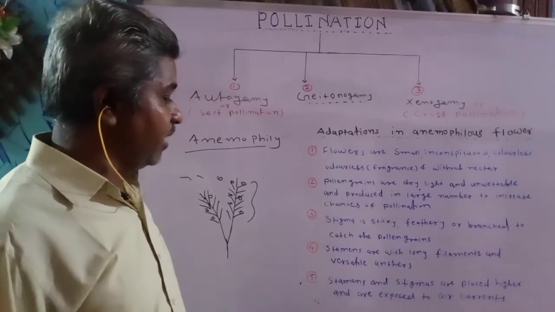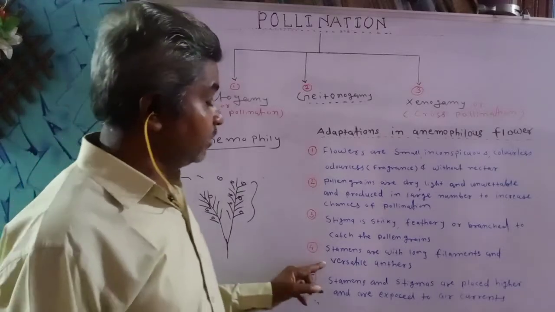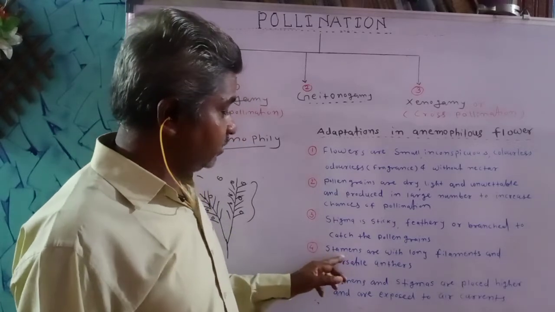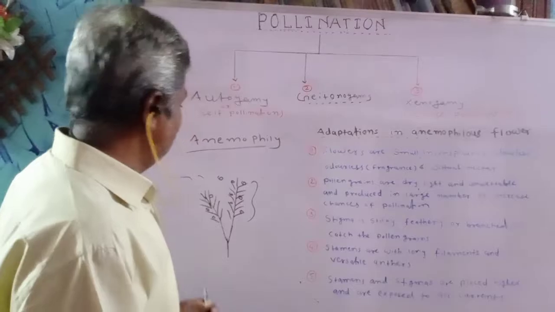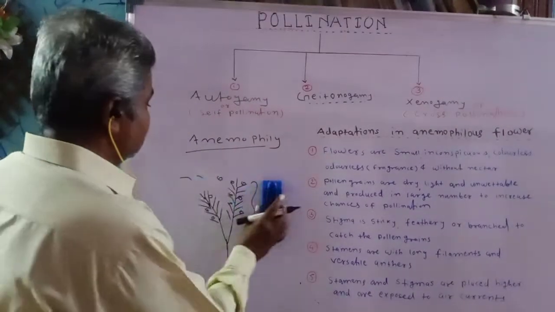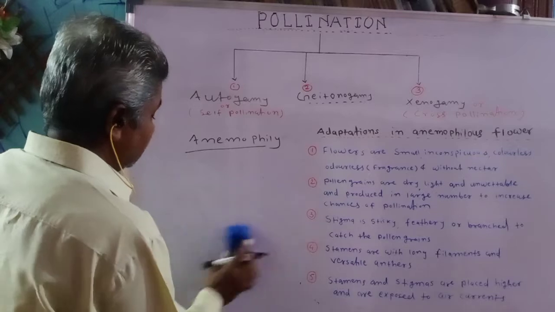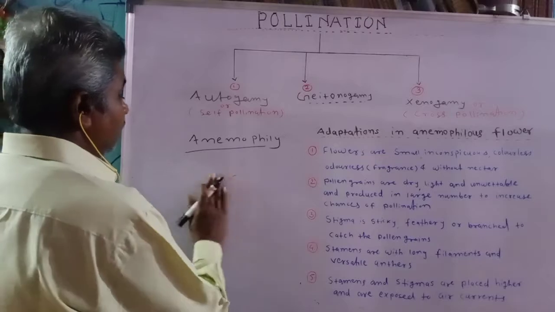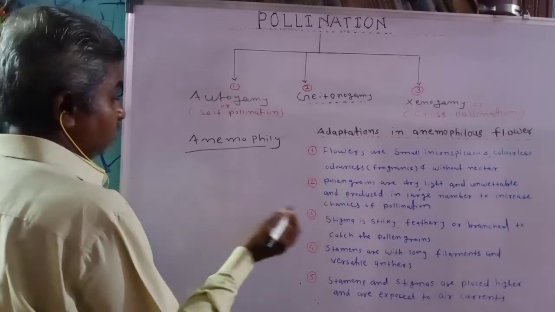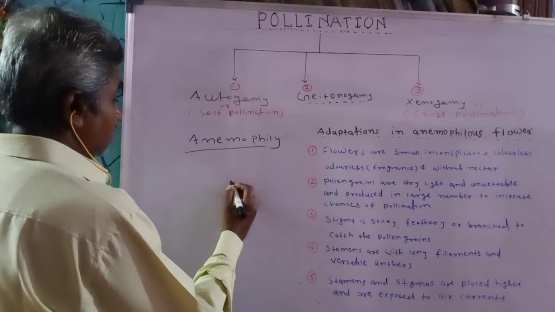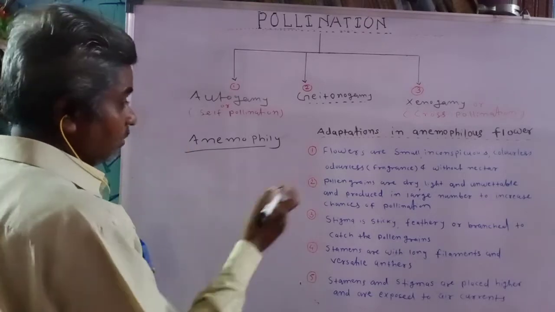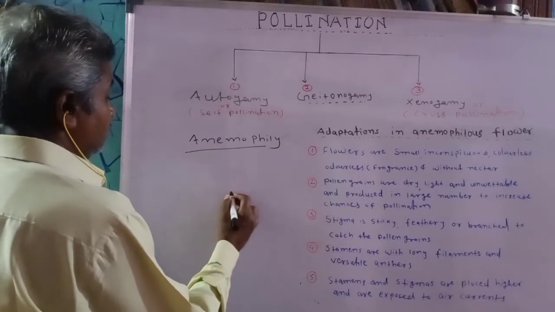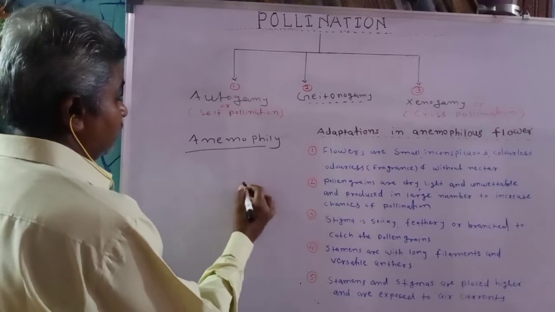Then what about the stamens? Stamens lie in the androecium. Stamens are with long filaments. The filament is a part of the stamen. Generally stamens are short in other cases, but here the stamens are with long filaments. That means these stamens are versatile.